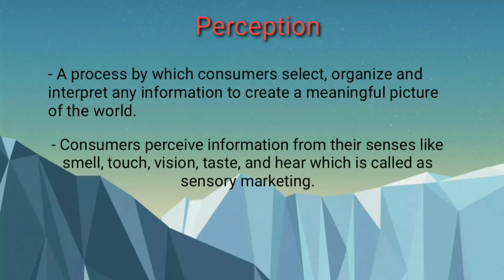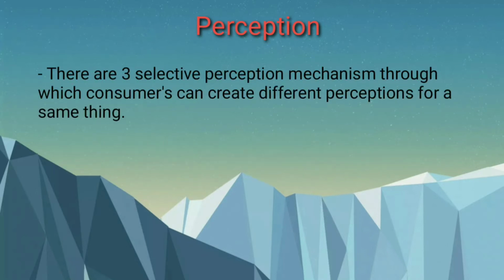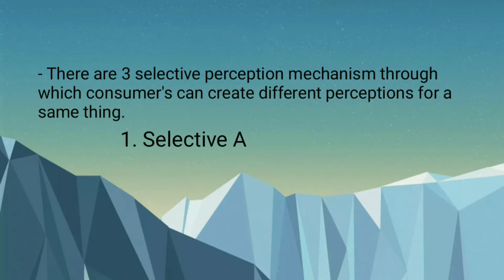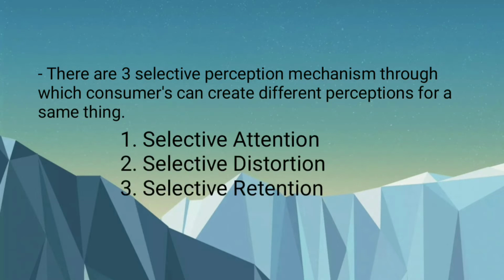Consumers perceive information from their senses like smell, touch, vision, taste, and hearing, which is called sensory marketing. So there are three selective perception mechanisms through which consumers can create different perceptions of the same thing. People emerge with different perceptions of the same object because of three perceptual processes. First is selective attention, second is selective distortion, the third is selective retention.